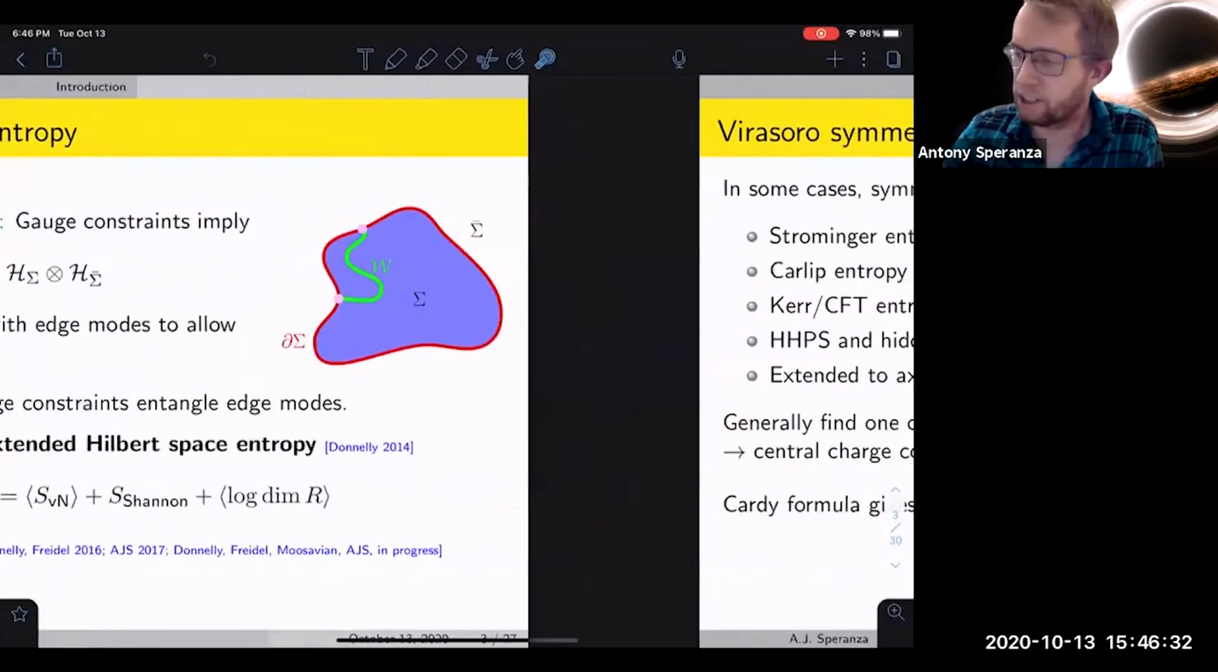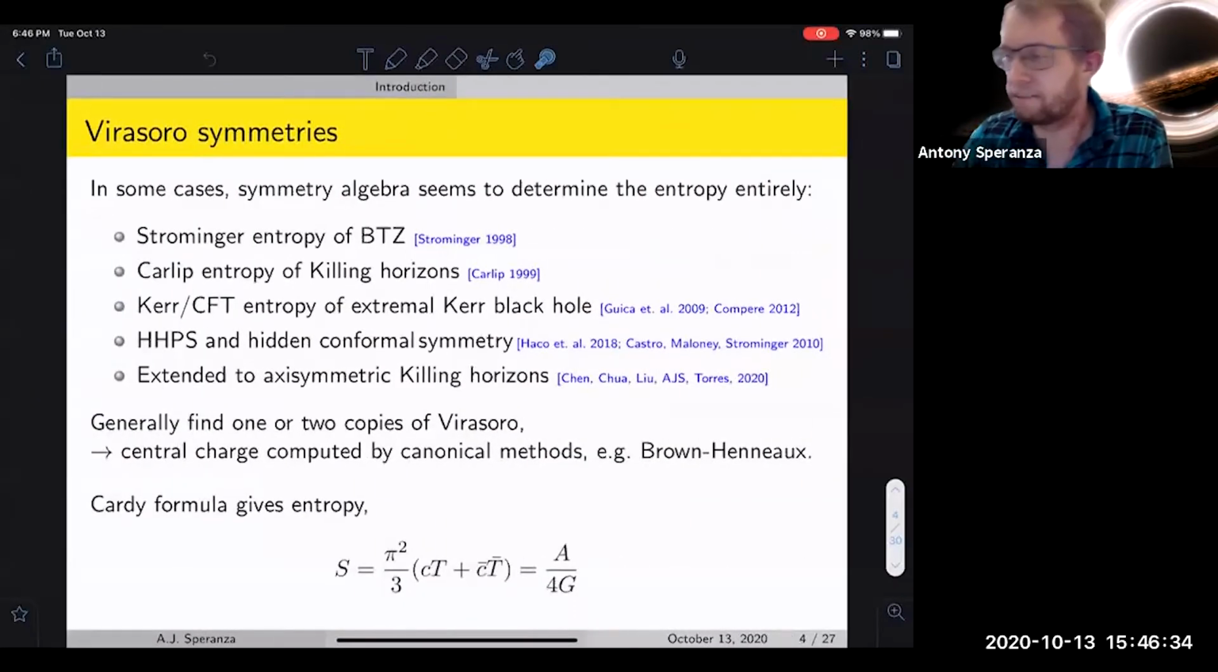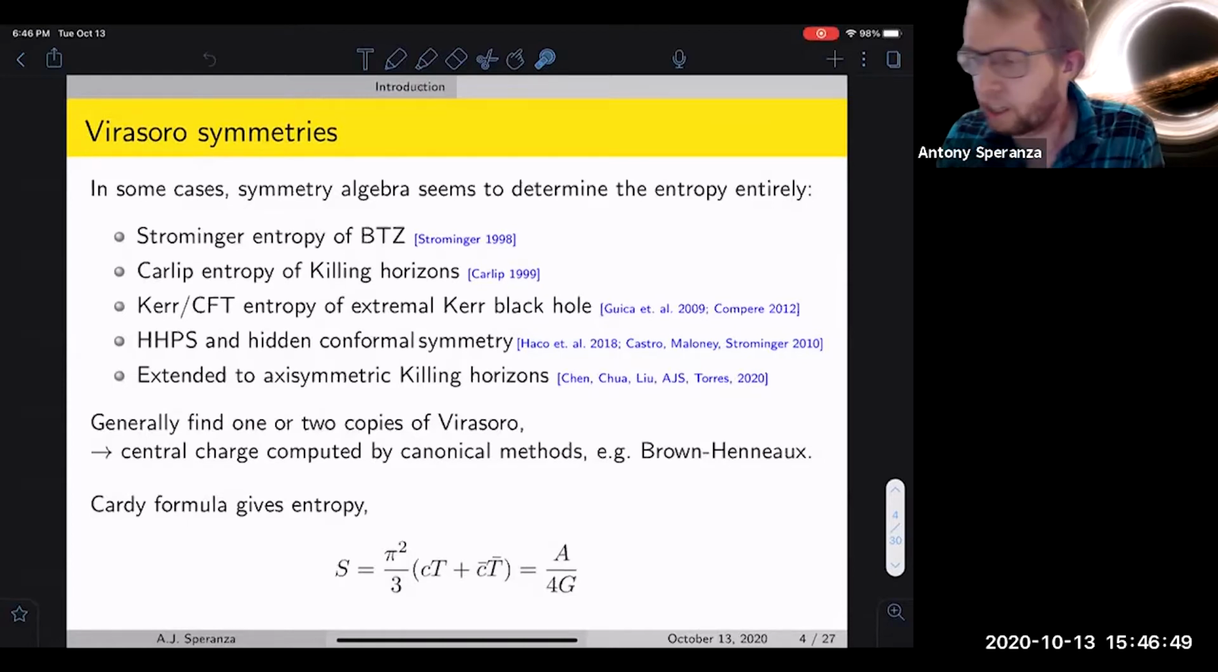So you're going to look at symmetry algebras that basically contain some sort of Virasoro factor, in the hope that you can actually nail down the exact coefficient, get an A over 4G from some sort of edge interpretation. This story is familiar from the first time using Virasoro symmetries to fix the entropy, I think, which was this paper by Strominger.